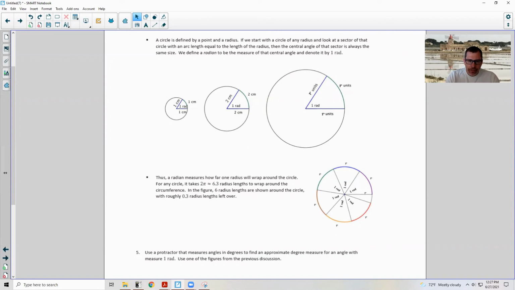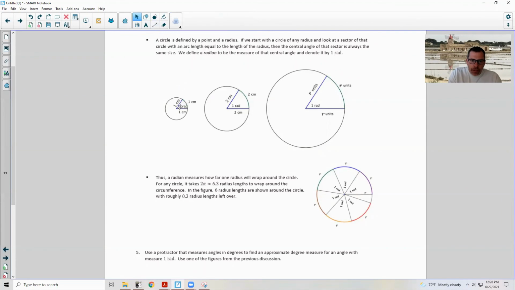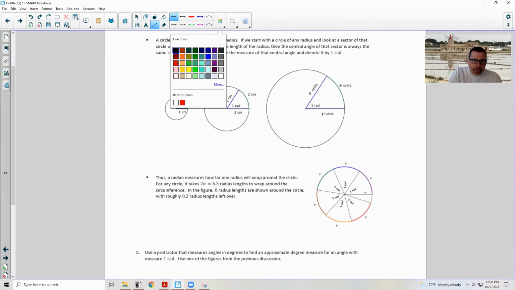Okay, did you hear that? This is super important. So what we're saying is, this radius is 1 centimeter. This radius is 1 centimeter. And this arc length is 1 centimeter. So in other words, if I took this arc length, let me draw a segment.